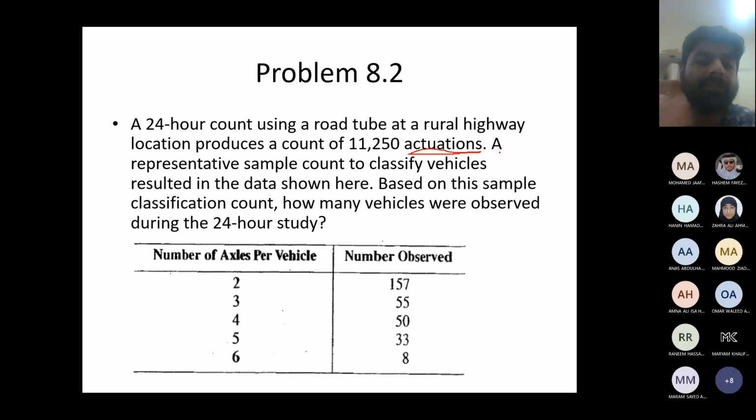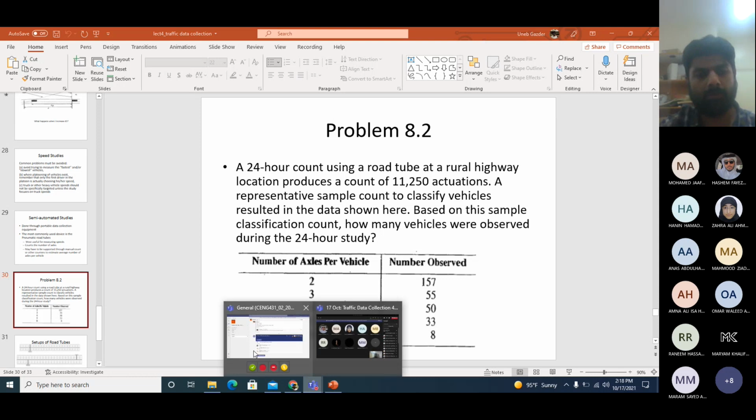Now number of axles can be 2, 3, 4, 5, 6. And how many vehicles observed for each category, that is in the column. So for example, how many vehicles observed for 2 axle category? 157. How many vehicles observed for 3 axle category? 55, and so on. Now to convert the number of axles given by road tube to number of vehicles for the full 24-hour period, the quantity I need is the average number of axles per vehicle. So how to do that? We'll do a small calculation.